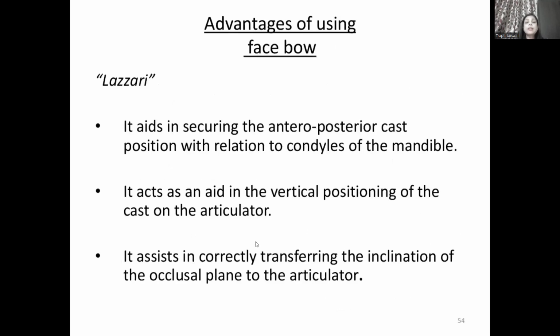What are the advantages? It aids in securing the anterior posterior cast position in relationship to the condyles of the mandible. It acts as an aid in vertical positioning of the cast in the articulator. It assists in correctly transferring the inclination of the occlusal plane to the articulator. So the relationship of the maxilla or the mandible to the TMJ in the anterior posterior, vertical and lateral plane is correctly positioned with the help of the facebow.